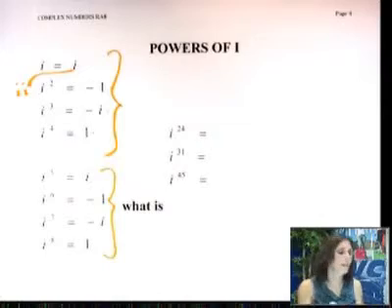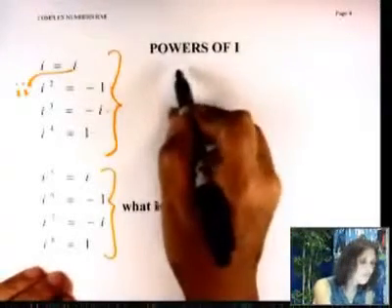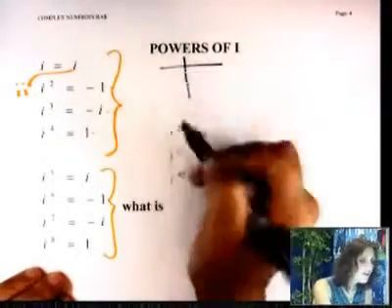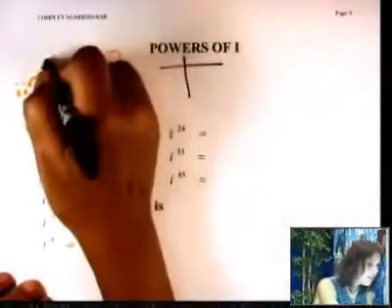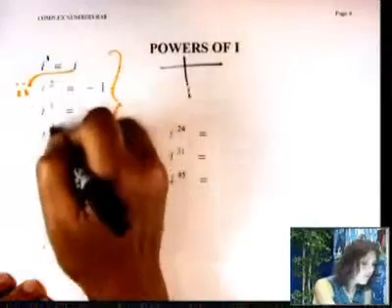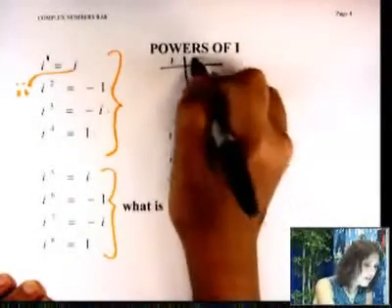Okay, what does that tell me? So when you see a pattern, I'm going to make a little chart. This is the result, and these are the indexes. So this is 1, 2, 3, 4, 5, 6, 7, 8. So when it's 1, it's i.